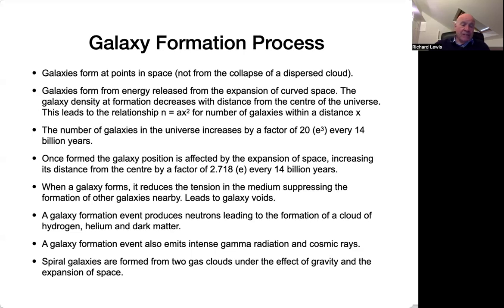And we've also previously explained that spiral galaxies are formed from two gas clouds under the effect of gravity and the expansion of space, which stretches the spherical shape so that the remote sides of the galaxies form the spiral arms.